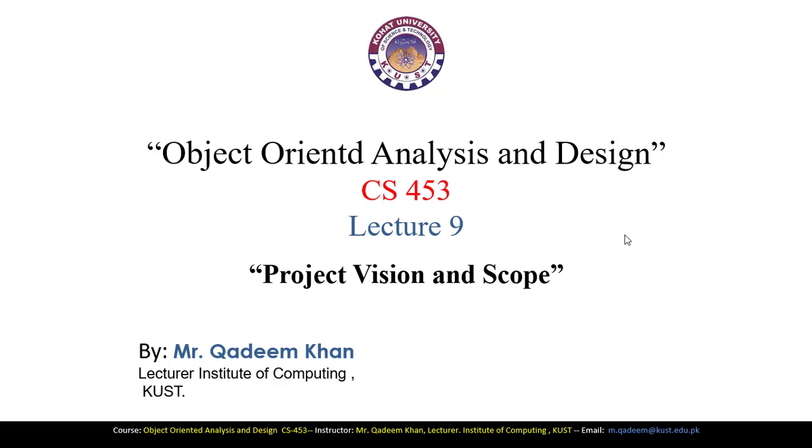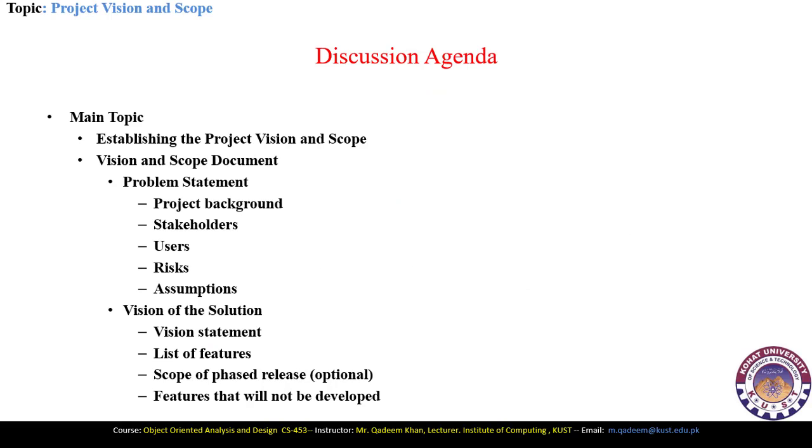Dear students, this is a very important topic because in the project vision and scope document we list down the different types of features of the project. And different types of features are in fact the different functionalities of the object-oriented system. So that's why this topic is much relevant to object-oriented analysis and design. These are the different contents, and here we will discuss establishing the project vision and scope document in our lectures.